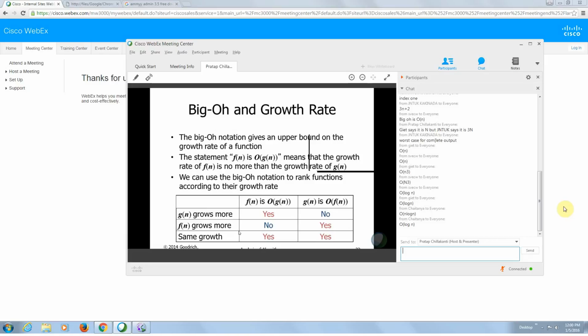So he created a table here, right? So in f(n) is of the order of g(n), that means g(n) is growing more, that is yes, right? And here it is no. Now if f(n) grows more than g(n), then g(n) becomes order of f(n), that's why it is yes. Here it becomes no. And if they both have the same growth, both the conditions become valid.